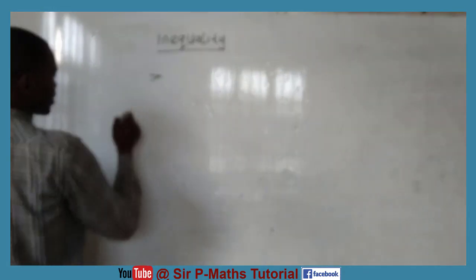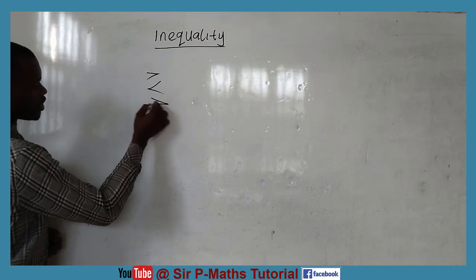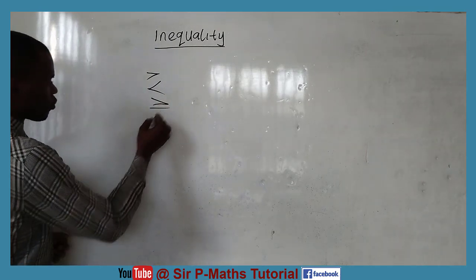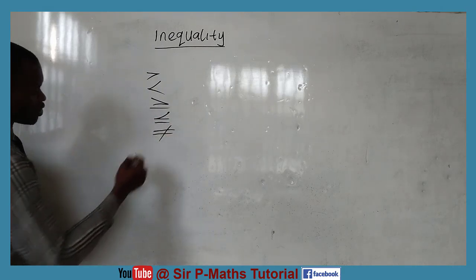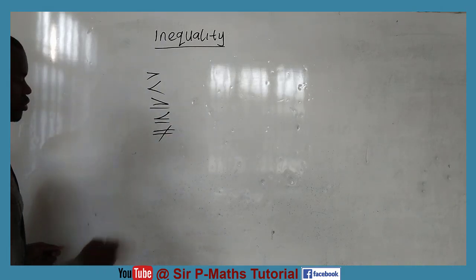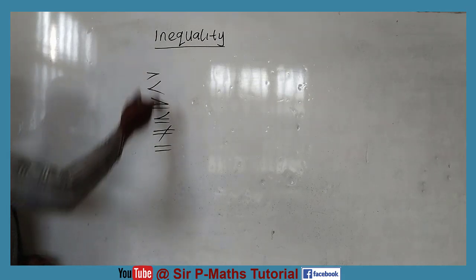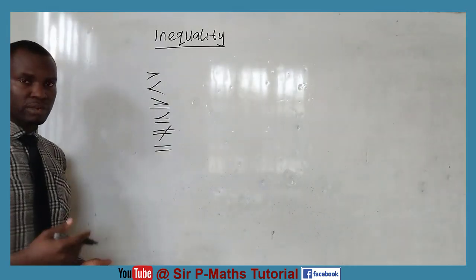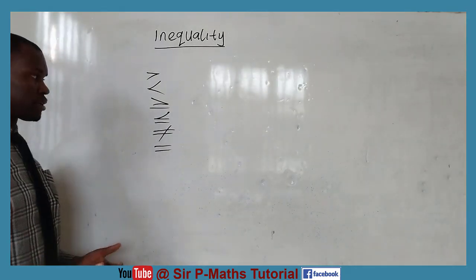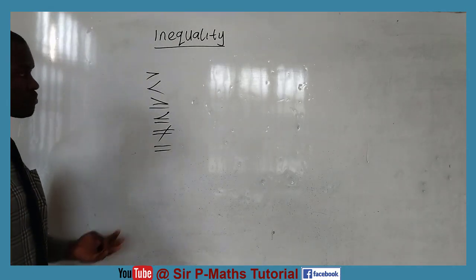The first one is greater than, the next less than, then we have greater than or equal to, less than or equal to, we as well have not equal to. All right, let us add this as the equality sign. These are the basic operators used in solving inequalities in mathematics. Okay, so let us look at the use of all of them.